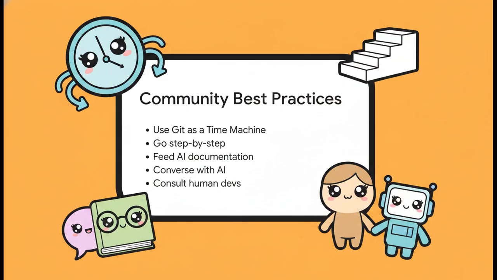Second, take it step by step. Don't ask it to build a whole app. Break things down and tackle one tiny feature at a time. Third, the second the AI starts hallucinating, just feed it specific pages of the actual documentation to ground it. Fourth, treat the whole thing like a conversation. Bounce ideas back and forth rather than just barking one-way commands.